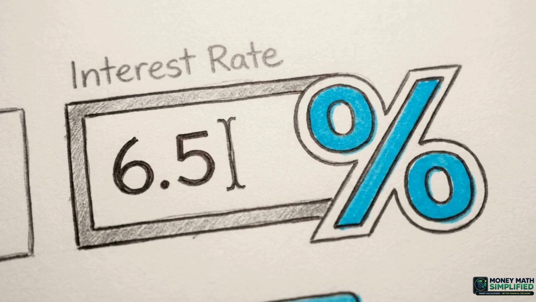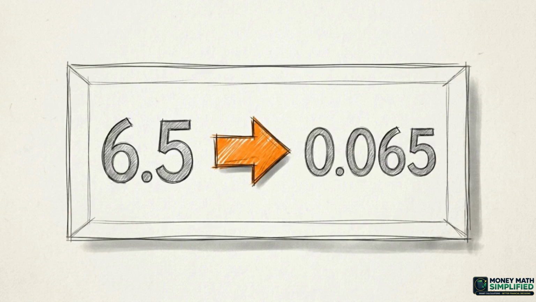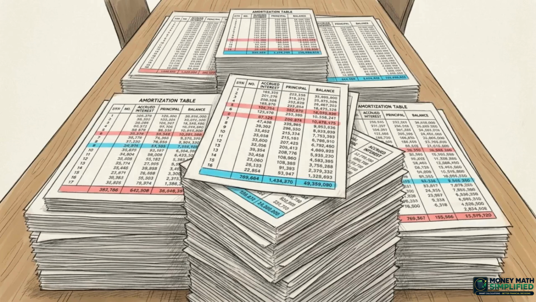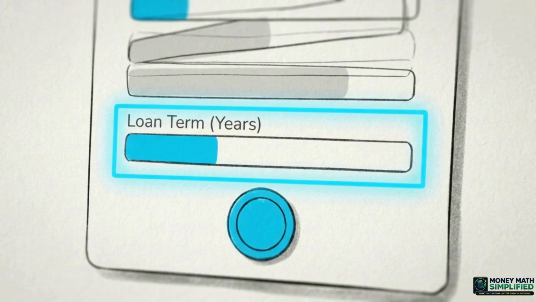If your rate is 6.5%, type it exactly as 6.5, not as a decimal. The tool handles the percentage conversion for you. Interest on a mortgage compounds over decades. Even a fraction of a percentage point difference here dictates the long-term affordability of the property. The final input is the long term.